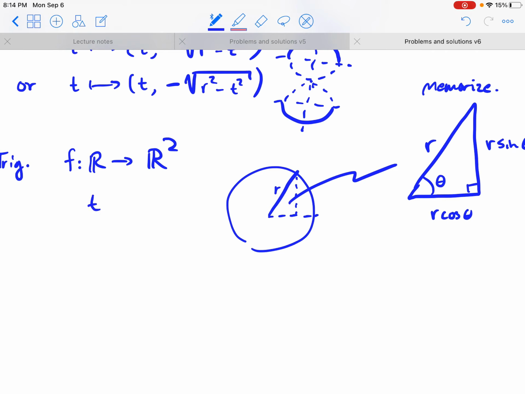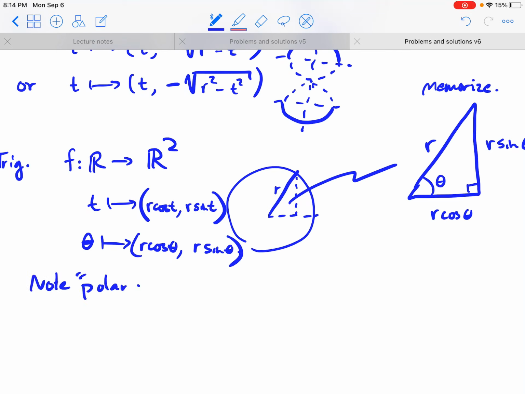And from that, I achieve my parametrization. Let's take t to r cos t, r sine t. We could also have called this number line by an arbitrary element theta, and then we could just use r cos theta, r sine theta.